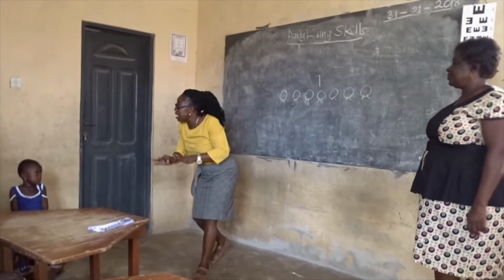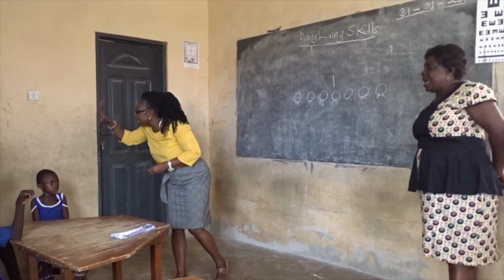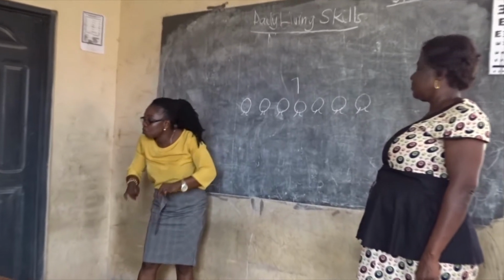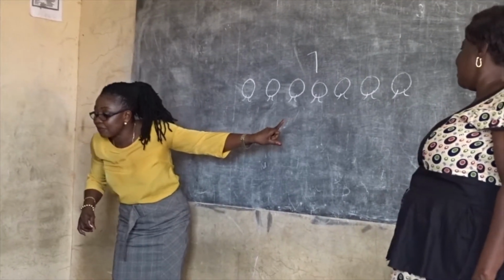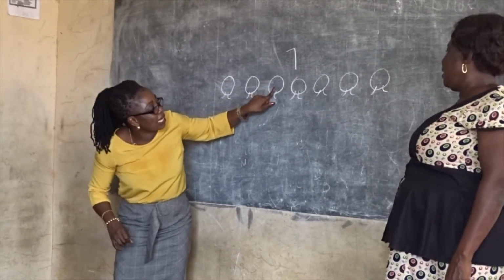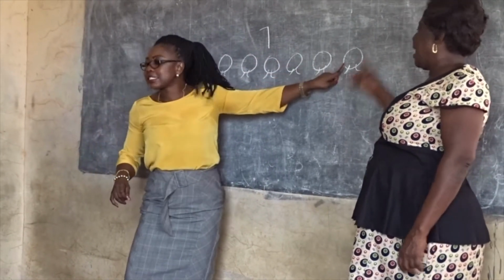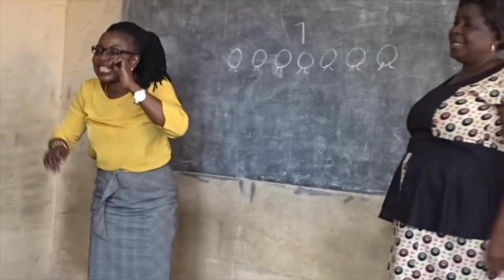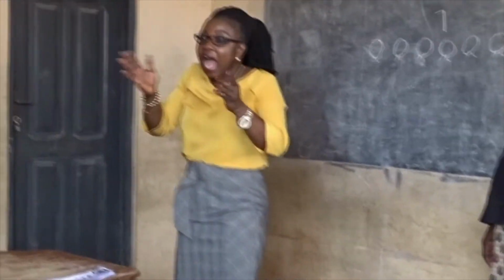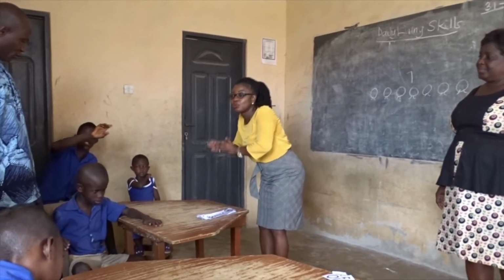How many of us are in school today? How many students are in class today? Seven. Let's count. 1, 2, 3, 4, 5, 6, 7. How many girls are in school today? And how many boys are in school today?